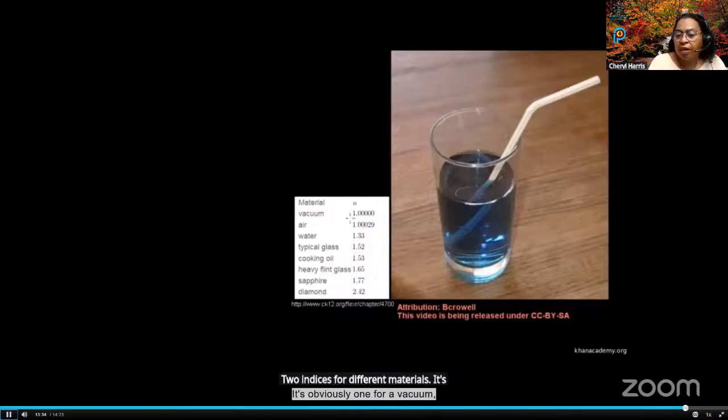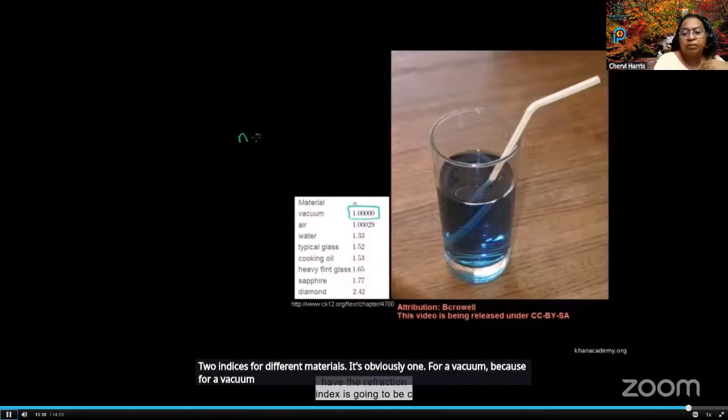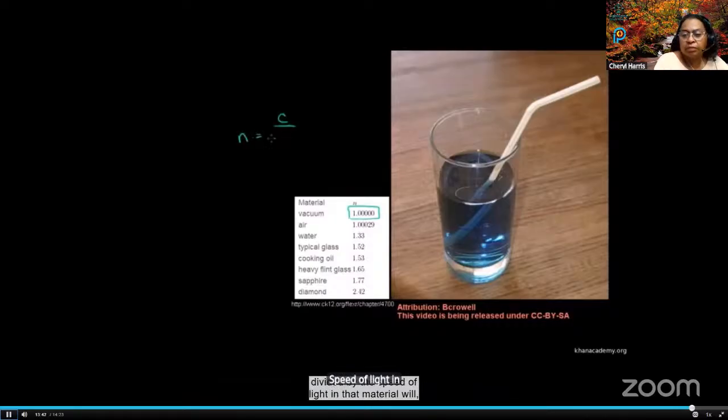It's obviously 1 for a vacuum, because for a vacuum the refraction index is going to be c divided by the speed of light in that material. Well, in a vacuum it's traveling at c. So it's going to be 1. So that's where that came from.